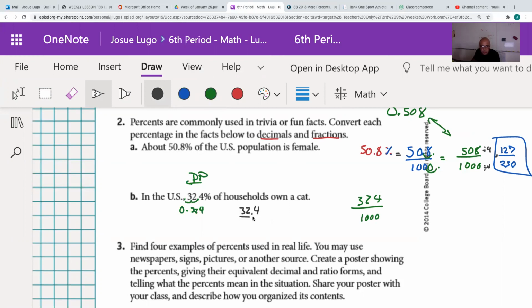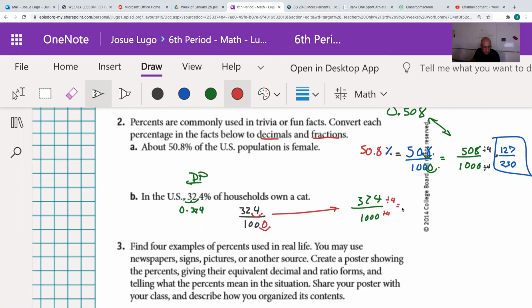Now, if you do it the other way, we start with 32.4%, which is 32.4 over 100. We have to move the decimal over to make it into 324 in the numerator. I must move it over here as well, so over 1,000, right? And there it is. It's the same thing. 324 over 1,000. Let's go ahead and simplify that. We can divide each of these by 4.